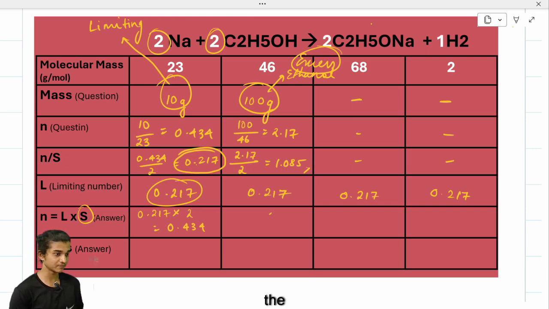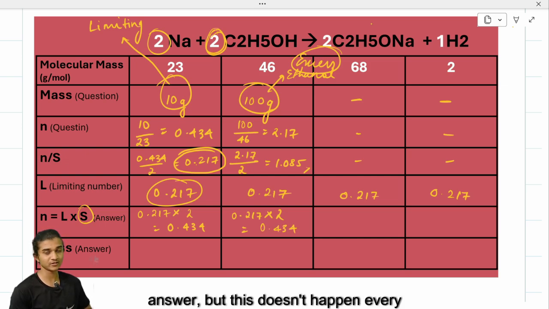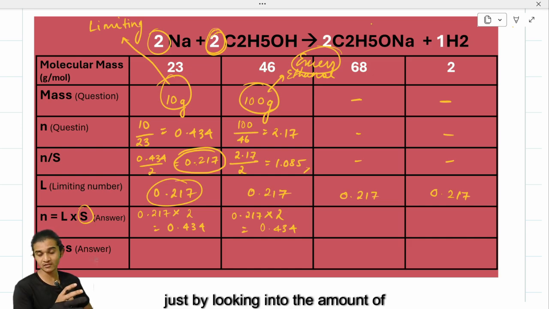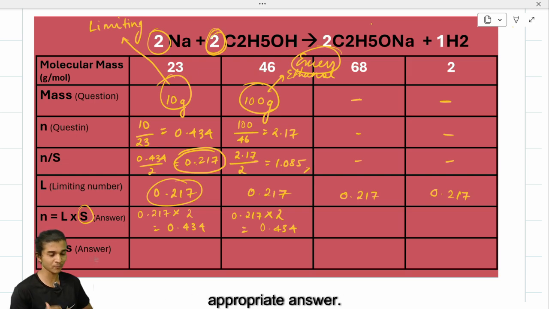So let us see for the ethanol. So 0.217 into stoichiometry in this case is 2, so I'm going to get my answer as 0.434. As you can see, we got almost the same answer, but this doesn't happen every single time, and we can't guess just by looking at the amount of reactants. We have to do the calculations, then only we're going to get the appropriate answer. So you can't just simply look at the amount of reagents and judge which is the limiting reagent.